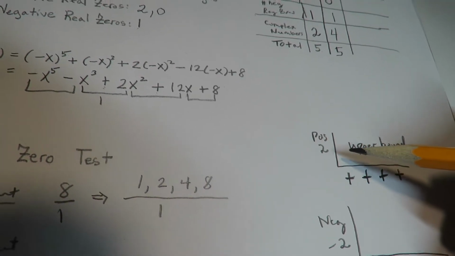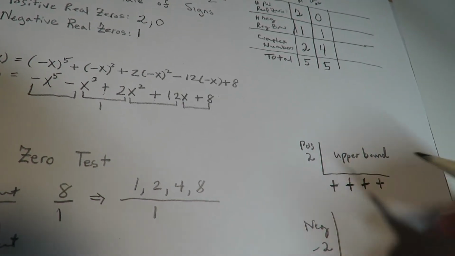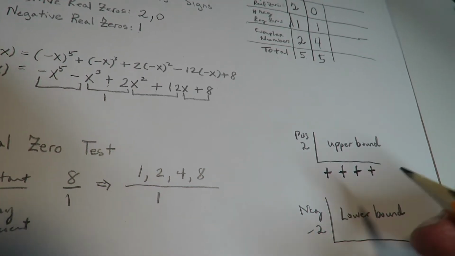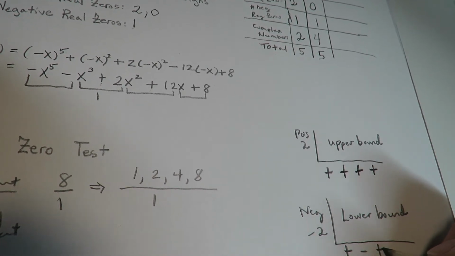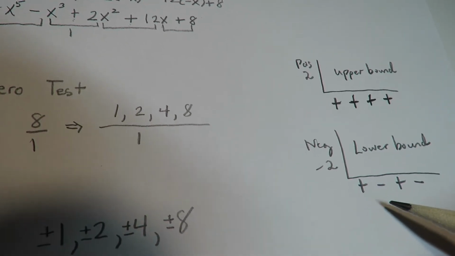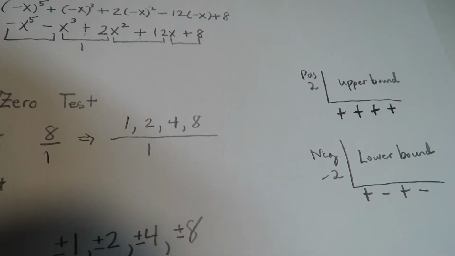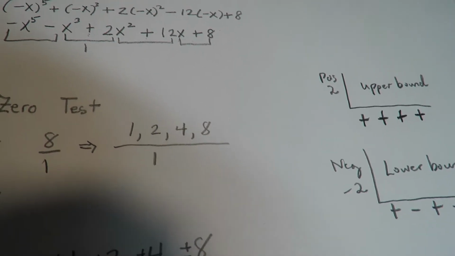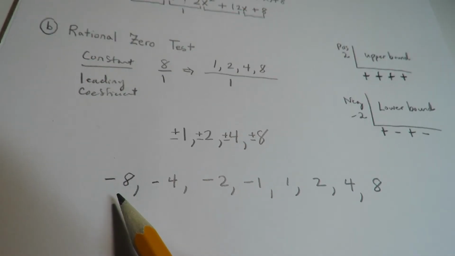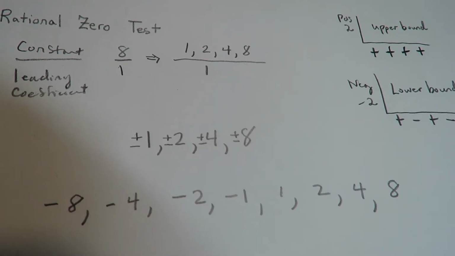If you put in a positive number and you get all positives out, that's considered an upper bound, okay? My bad. It's a lower bound if it alternates. So we get positive, negative, positive, negative. So if you put in a negative number and you get an alternation of signs, then that means that nothing lower works. Nothing lower works. So for instance, if negative 2 is a lower bound, I would not then go test negative 8, because nothing lower would work.